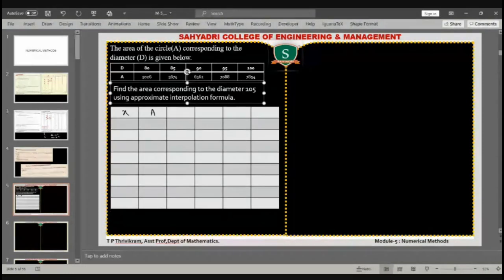What he is asking, he has given the table up to 100 diameter, and he is asking about 105. We call this extrapolation. That means he is giving a value out of the range. He has given from 80 to 100 and is asking at 105. So when he has given extrapolation, that means he has given a value out of the range, that means 105.